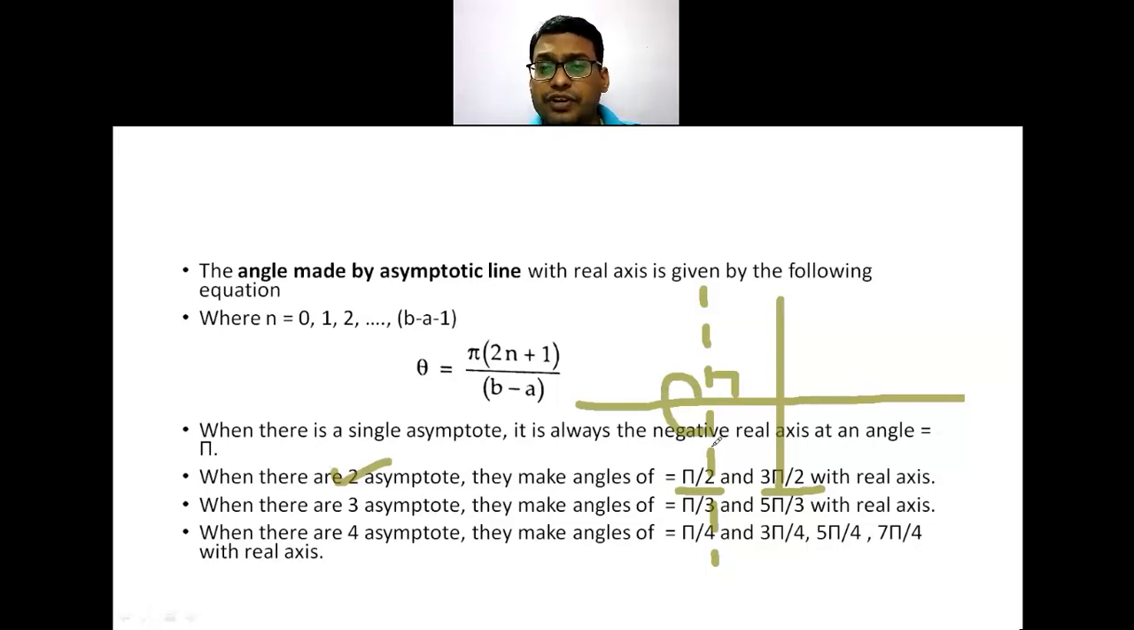Then if there are three asymptotes, the angles made are pi by 3, pi, and 5 pi by 3. It will be similar to this, that is pi by 3 and 5 pi by 3.